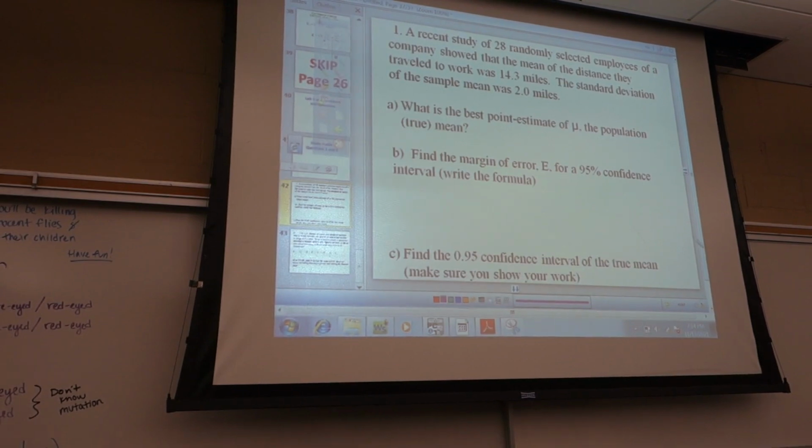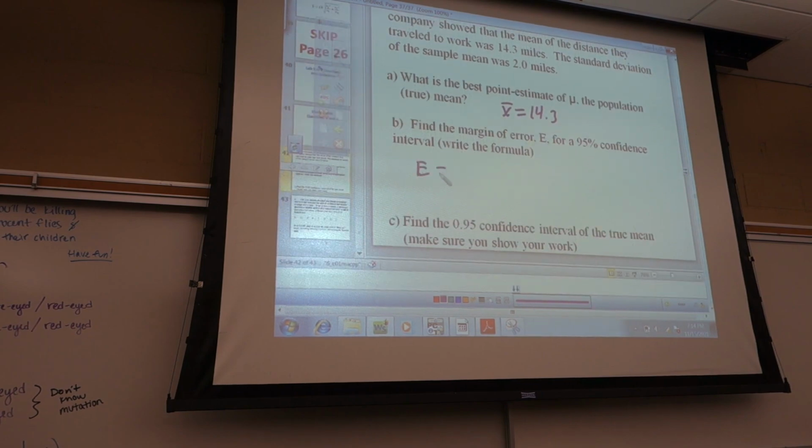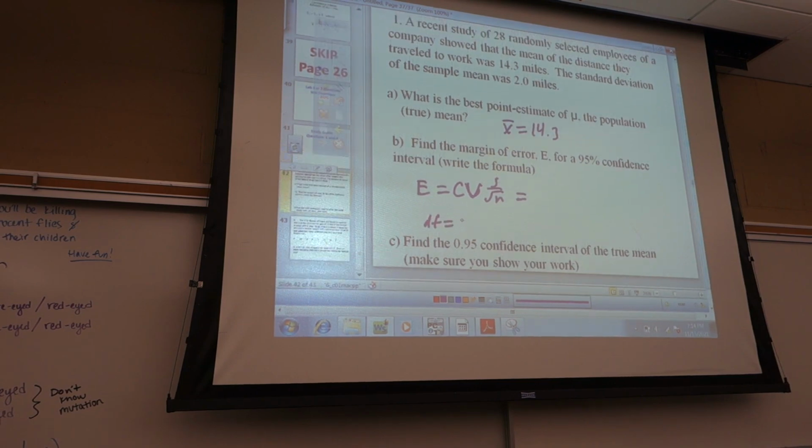All right. So what do we have? We've got the best point estimate, the best one number estimate of mu, is what you got from your sample. So remember, this is a mean. What's my best guess of the mean? 14.3, my x bar. That's my best guess at what the mean is. Find the margin of error. My E is equal to my critical value times S over square root of n. My critical value from the table, my degrees of freedom is going to equal n minus 1. So that's 28 minus 1, so it's 27.